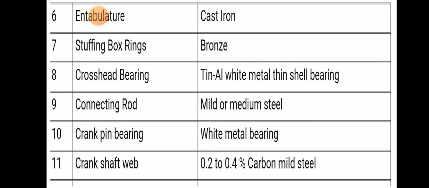Then entablature we use cast iron, stuffing box rings we use bronze, crosshead bearing we use tin-aluminium white metal thin shell bearing, connecting rod we use mild or medium steel, crankpin bearing we use white metal bearing, then crankshaft web we use 0.2 to 0.4% carbon mild steel.